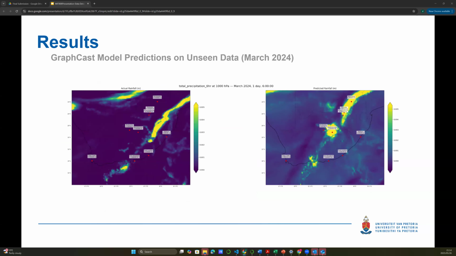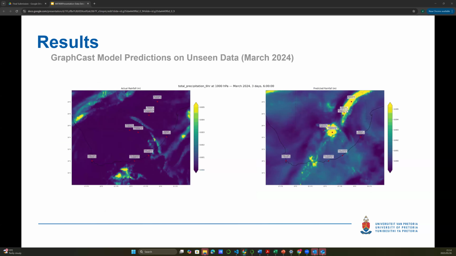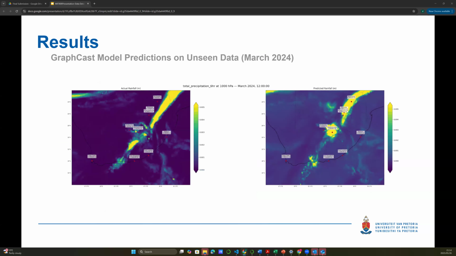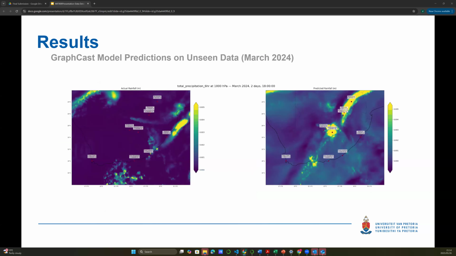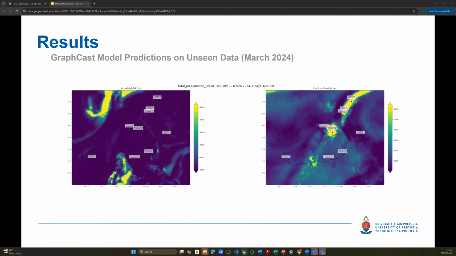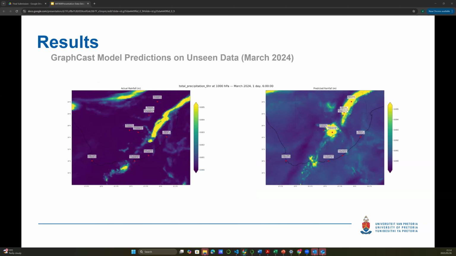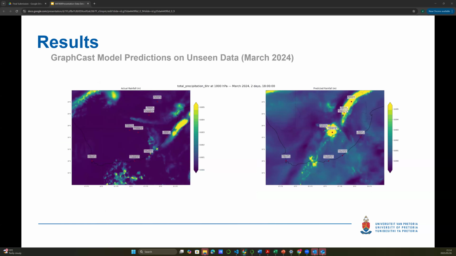This slide depicts an animated recording of the fine-tuned GraphCast prediction shown on the right compared to the actual rainfall observed over a 5-day period in March of 2024. As can be seen, the model generates averaged out predictions of the expected rainfall during the period, showcasing the model's limitation on capturing dynamic shifts in rainfall patterns.